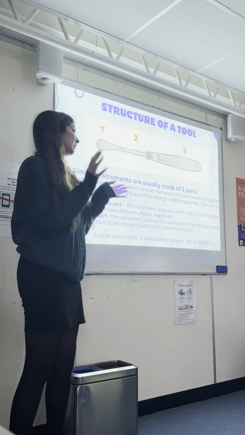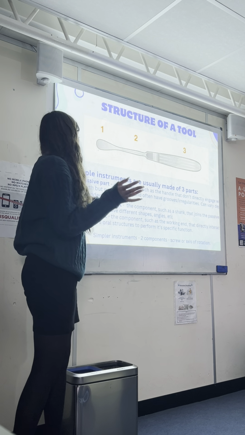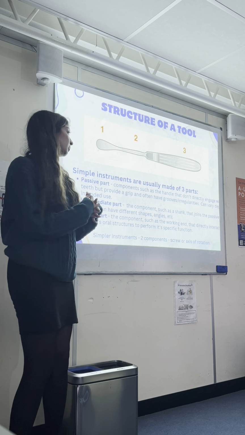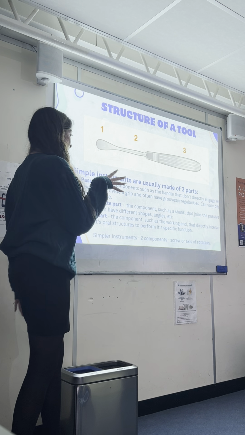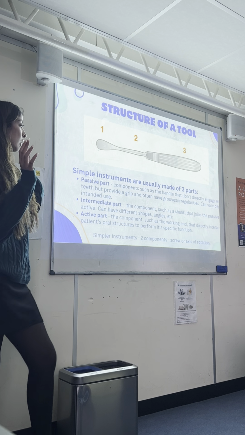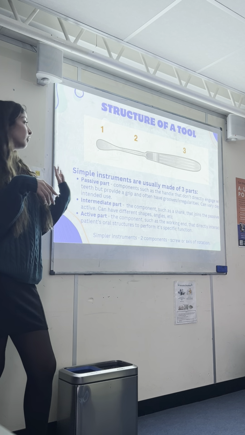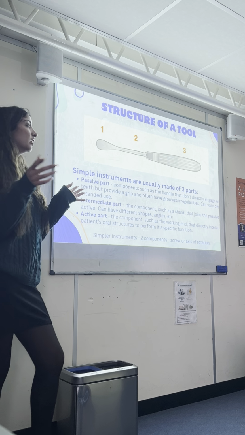Then you have the intermediate part, which basically forms a bridge between the active part and the passive part. And it can be different shapes, either straight or angled, etc. And last you have the active part, which is the working end that actually goes in the person's oral cavity and performs the function. That's most instruments. However, sometimes you get simpler ones, which only have the passive and the active part, and they're just connected by an axis of rotation, such as scissors.